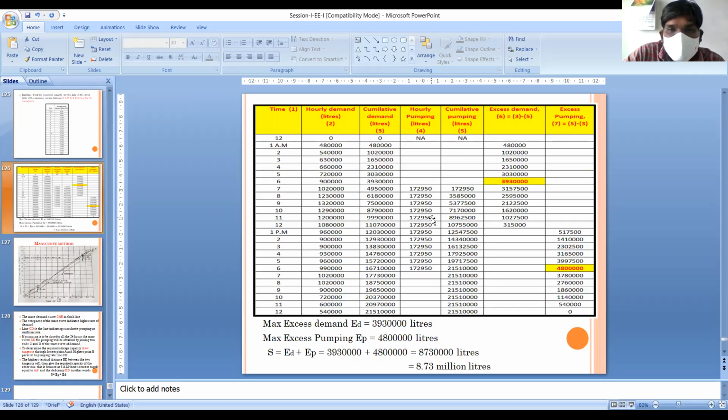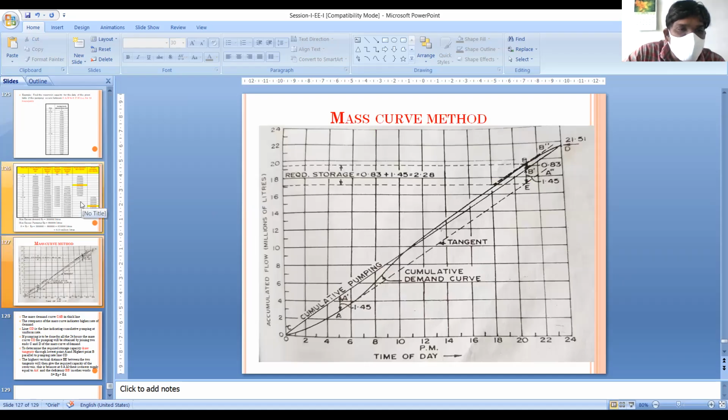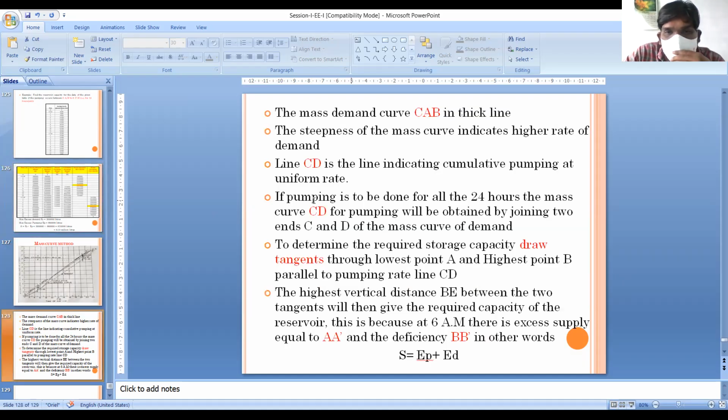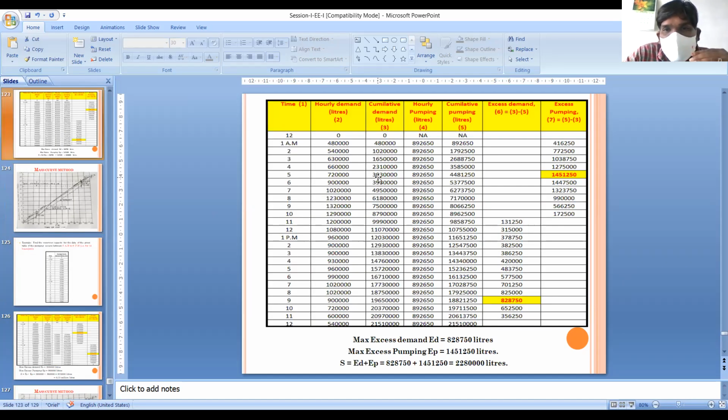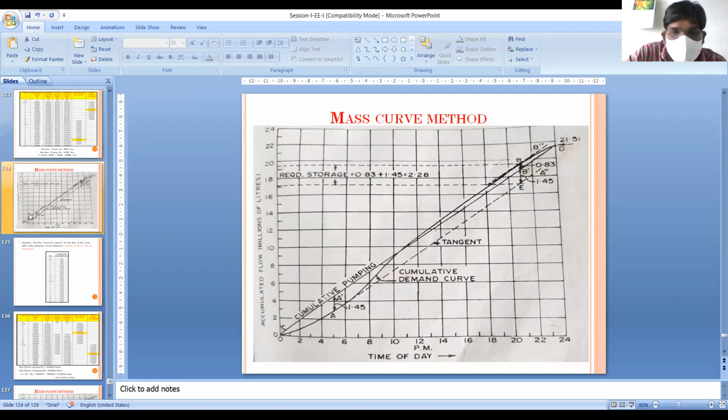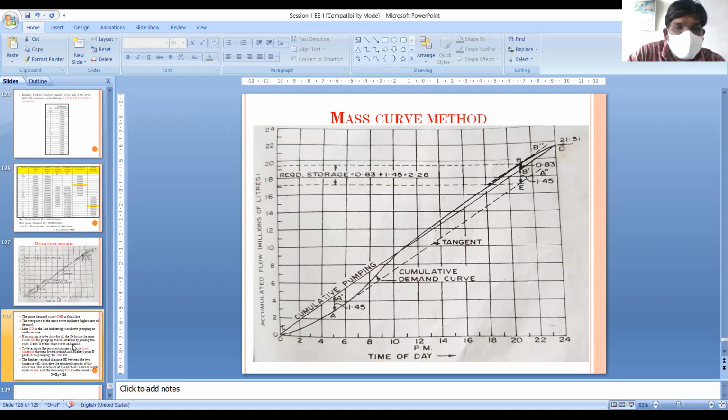Here at 5 o'clock, the cumulative pumping is required. See here, cumulative demand is 30 lakhs, 30,000. That is the reason we mentioned it here. And this is the amount of water that is flowing off, whereas water is still required more than the pumping. That is why we are adding 1.45 and 0.83. See here, that's what I mentioned here.